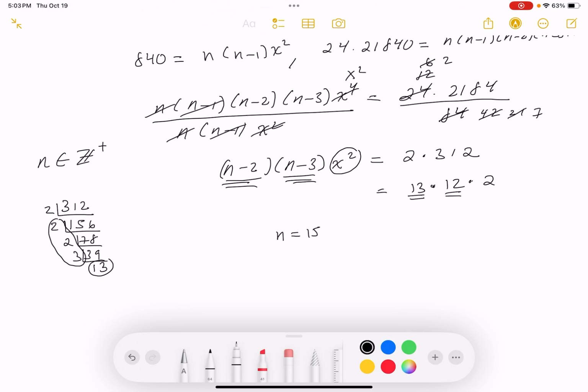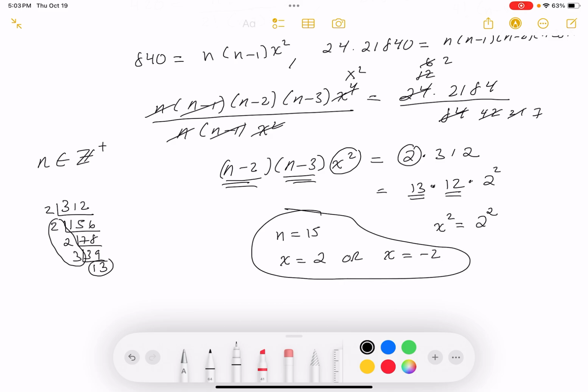Well, looking at it, oh, by the way, I think I made a mistake somewhere. I forgot this 2 over here. Sorry about that. That's 2 squared. I was just at 312. Sorry about that. So the x squared is actually 2 squared. So what could the x be? The x could be 2, or the x could be minus 2. And that's it. We found all the values. n is 15, x is plus or minus 2. Thank you.